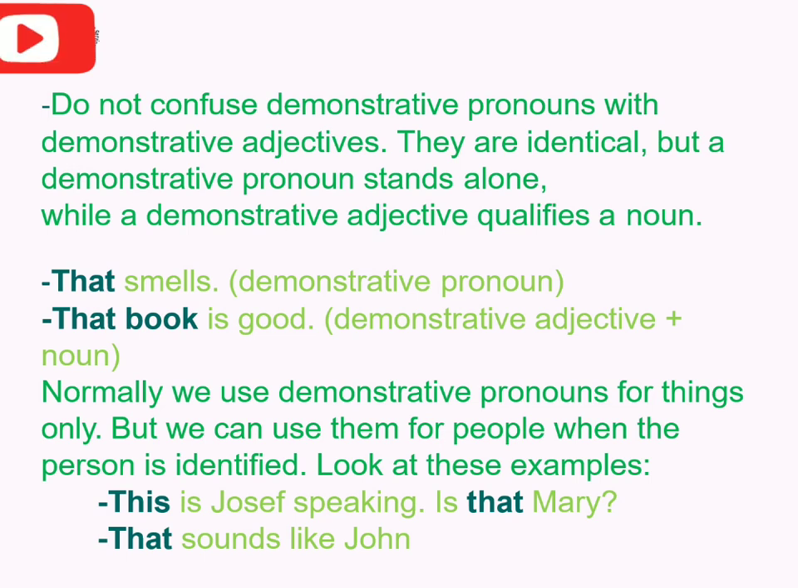If I say, "That sounds like John," now you want to identify whether the person who is talking is John. In that case, in which you are identifying the person, we use the demonstrative pronouns for people. But normally we only use this, these, that, and those for things.